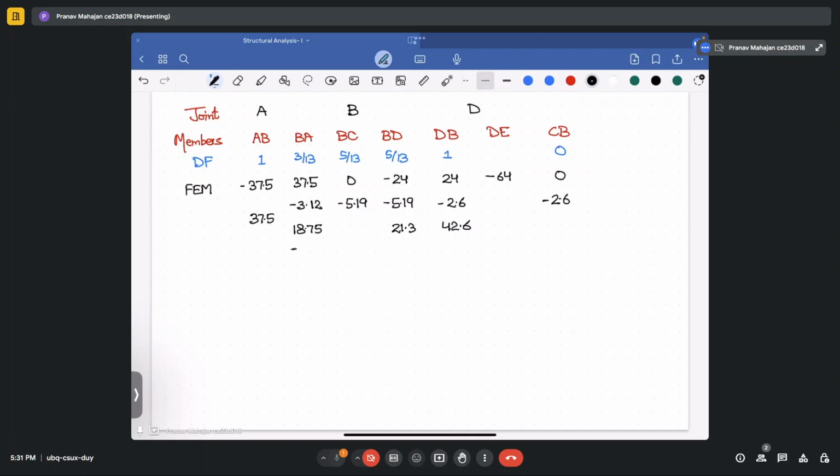That will be divided as 9.84, minus 1.48. Sorry, here it will be minus 15.4. Then it will be minus 15.4, and then half of them will be carried forward as minus 7.7, and here minus 7.7.